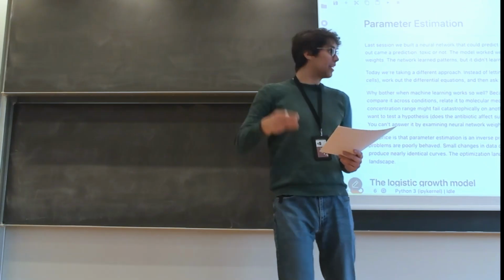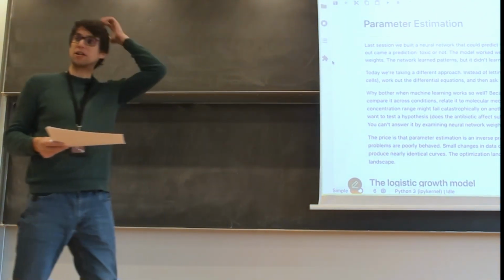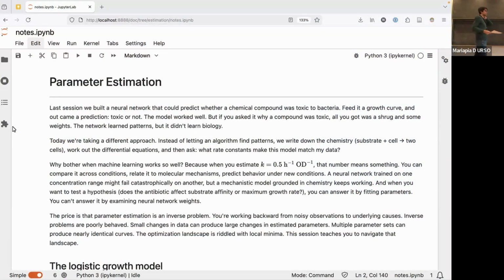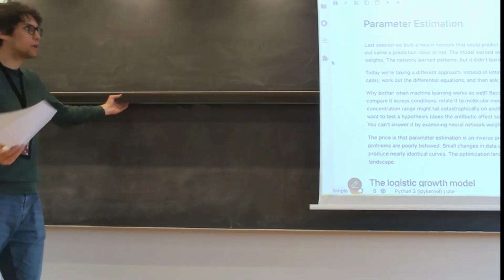Okay, so this week we're going to talk about parameter estimation. Parameter estimation is also part of what we discussed last week, data analysis. Last week, it was more quote-unquote model-free in some sense. We didn't stick to the models that we developed in the first part of the course, meaning chemical reaction networks and everything. But we used neural networks.